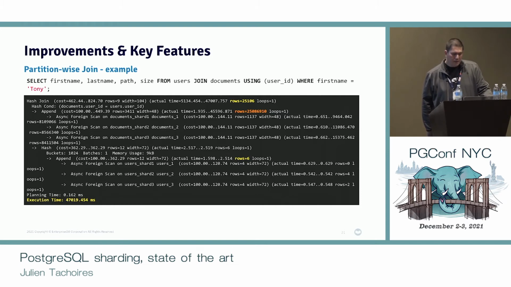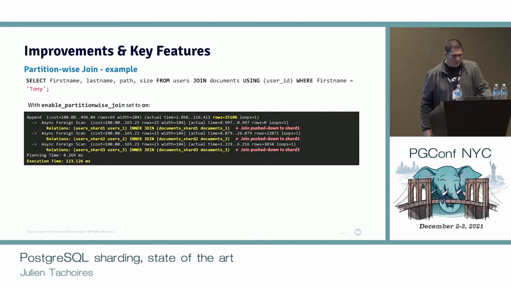And at the end, the join operation is executed on 6 users on one side and 25 millions of documents on the other side. And the total execution time is 47 seconds. Now, let's execute the same query, but this time with enable partition-wise join set to on.